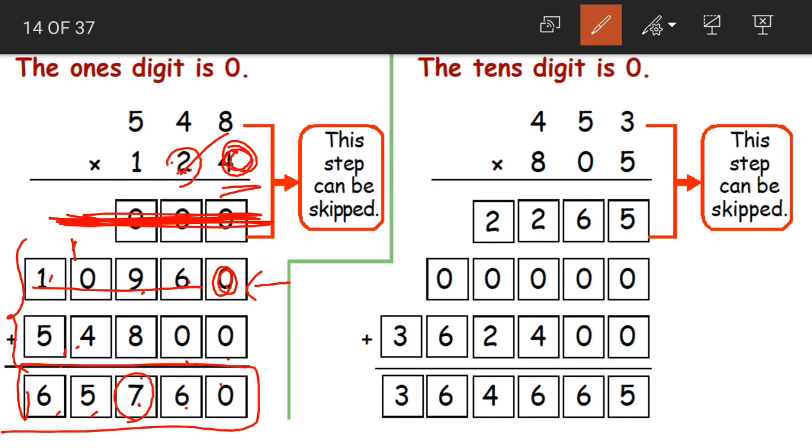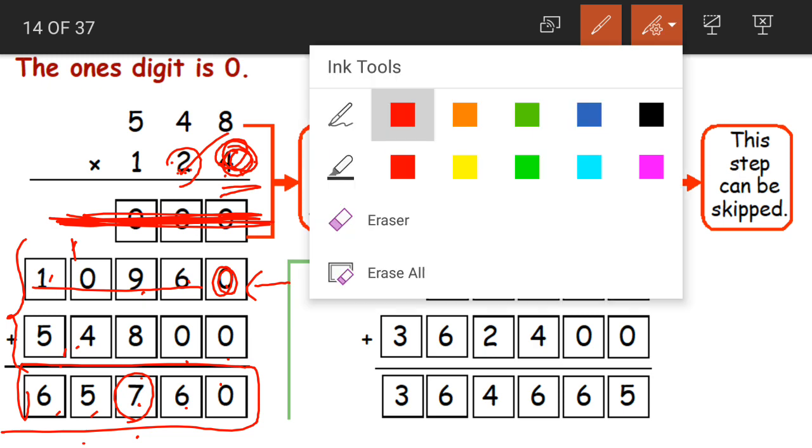Is there any change in the answer? No, the answer is 65,760 only. What did we understand from this? Whenever we are having 0 as one of the digits in the factors, the multiplying with that digit can simply be skipped, can be avoided. There is no need to do that.